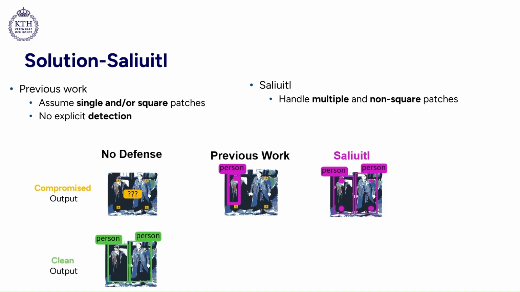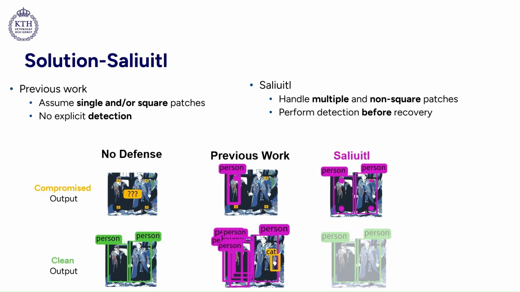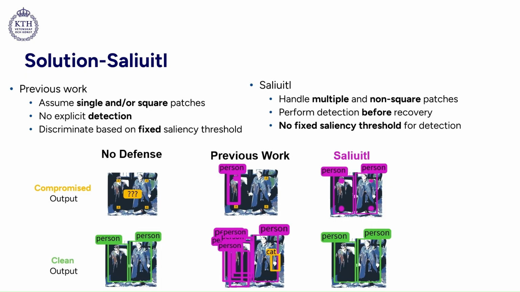Second, existing approaches usually do not perform an explicit detection of adversarial patches before applying the recovery pipeline. This can lead to problems, especially in clean images, where unnecessarily applying a recovery pipeline might lead to errors, such as the spurious and duplicate object detections in this example. Meanwhile, Saliuitl always performs detection before attempting recovery, therefore maintaining performance in clean images. Finally, most existing approaches discriminate between adversarial and non-adversarial regions using fixed saliency thresholds, while Saliuitl does not, but I will defer the details on this for later.